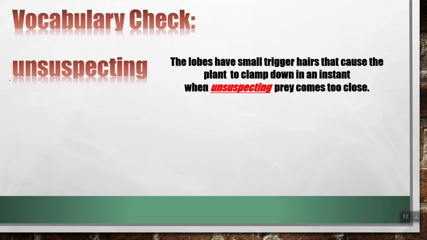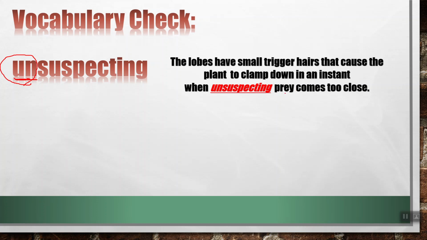When you see that word unsuspecting, I hope the first thing you notice is the prefix un. Remember, whenever the prefix un is put in front of the word, it means not. So we know that this means not suspecting. What does suspecting mean? Using clues from our text, we notice that the plant is going to clamp down on a not suspecting prey. Prey is food that is eaten, another animal usually, that is eaten by another animal.